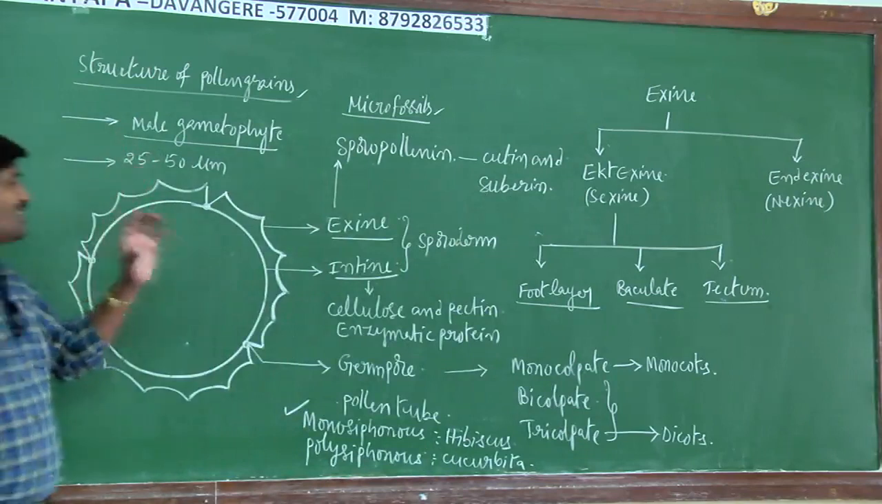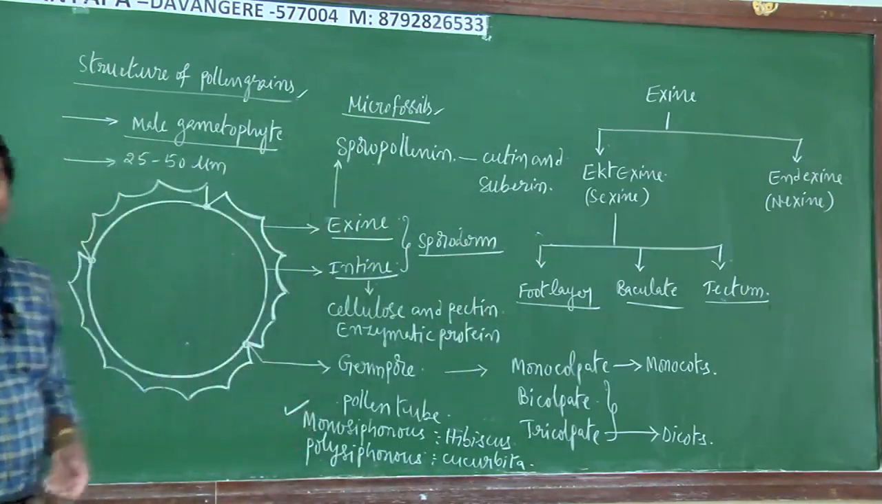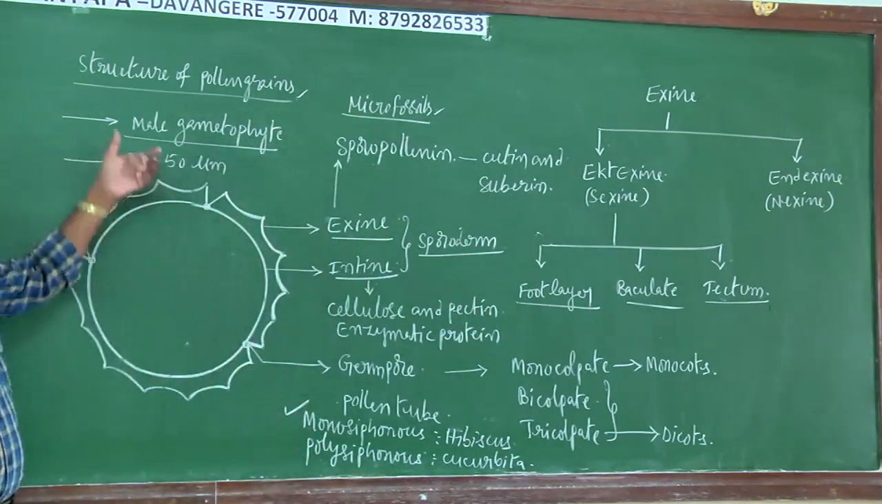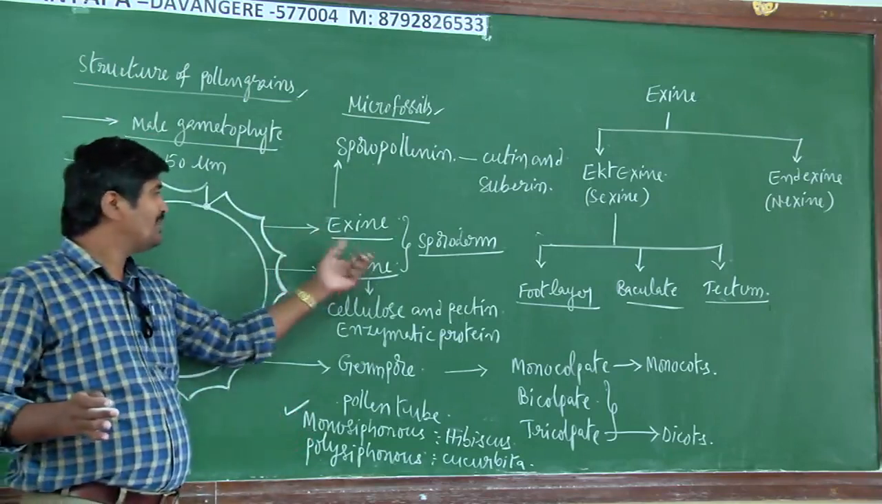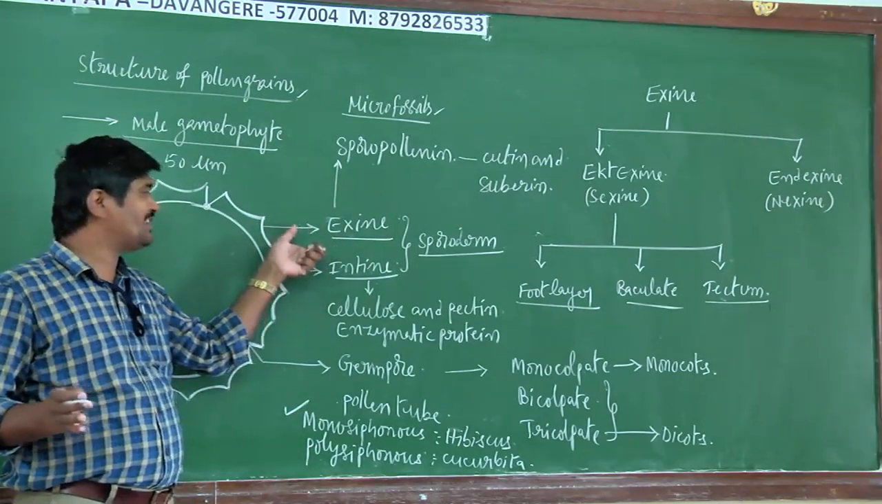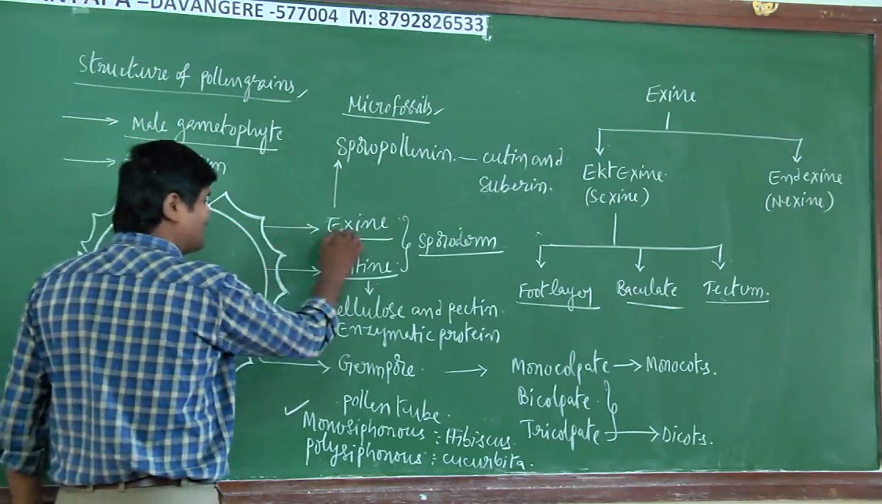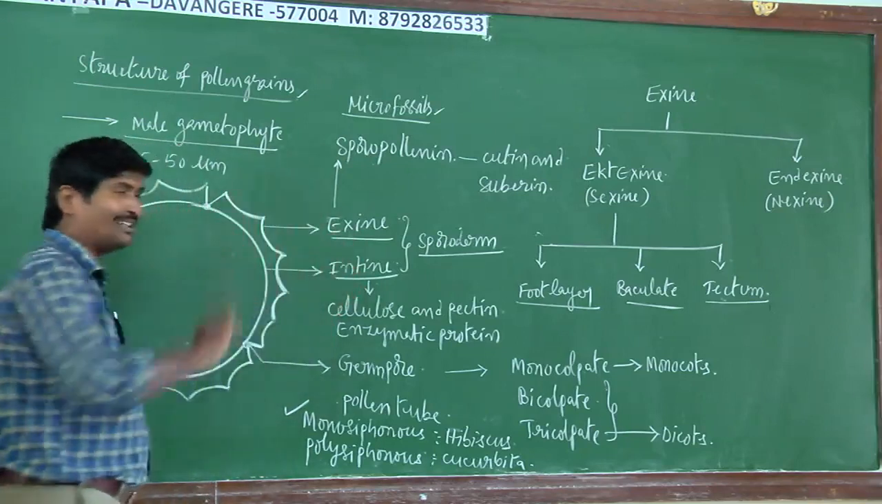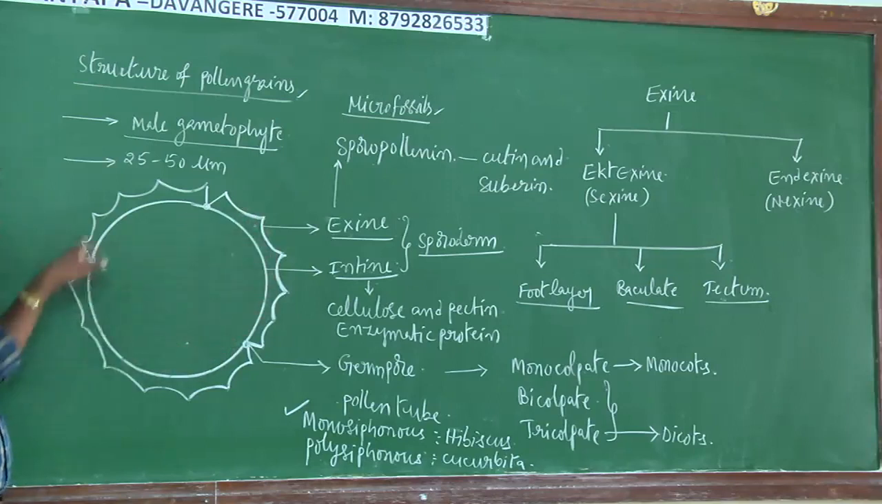It is the structure of the sporoderm. What is meant by sporoderm? The sporoderm is the wall of the pollen grain. This sporoderm is further differentiated into two pollen grain walls, that is the exine and the intine. This is the information about the wall of the structure of the pollen grain.